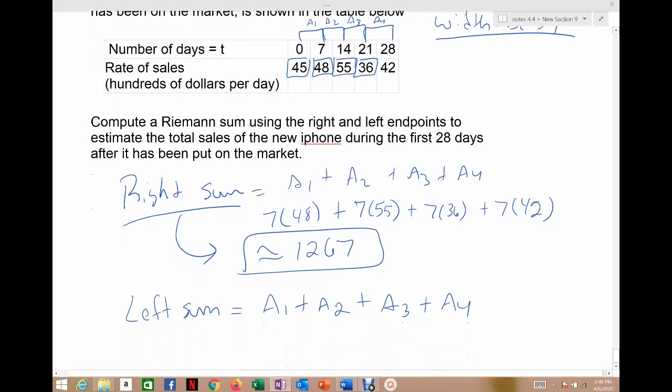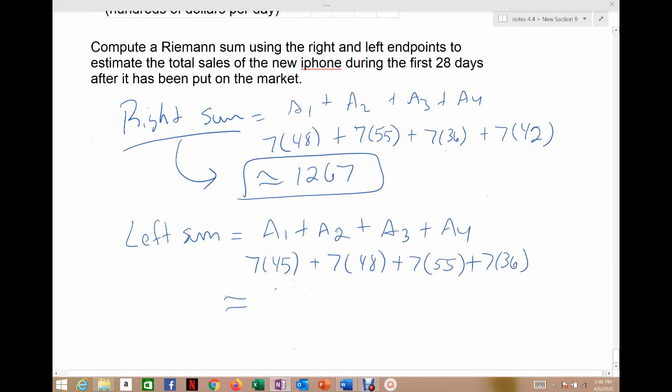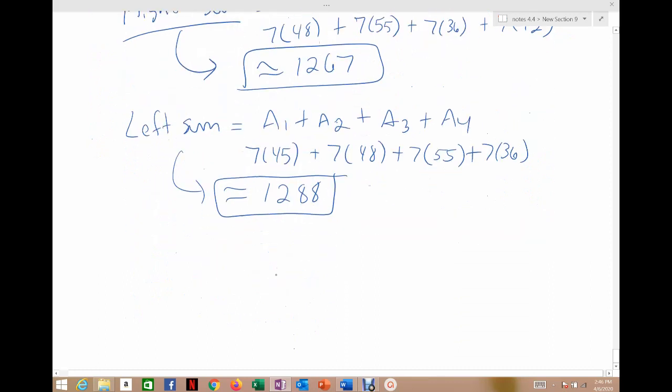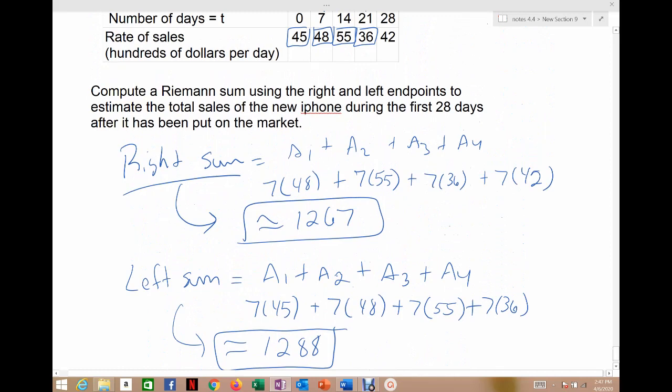All right, so 45, 48, 55. And so the first one's going to be 7 times 45. The next one's going to be 7 times 48. 7 times 55, and 7 times 36. And then simplify. So my left sum comes out to be 1,288. So the actual area would be less than 1,288, bigger than 1,267. And so remember what this is: compute and estimate the total sales for the new iPhone during the first 28 days.